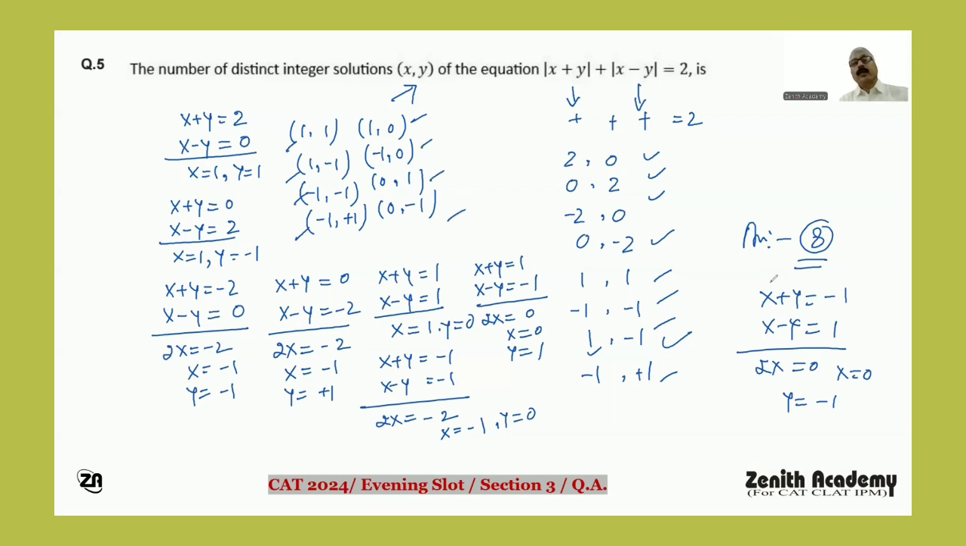Correct? अब ये इसको करने की जरूरत नहीं थी, आप डायरेक्ट यहीं से आंसर निकाल सकते थे. There are 8 solutions.